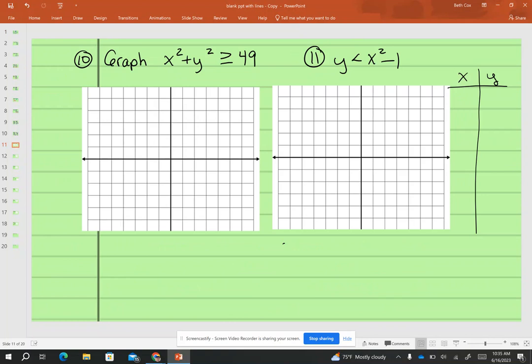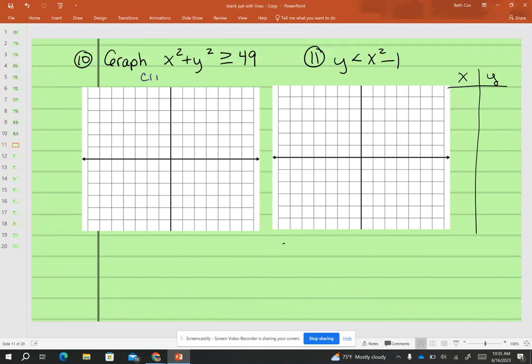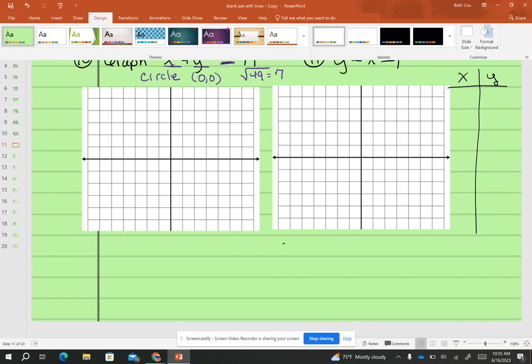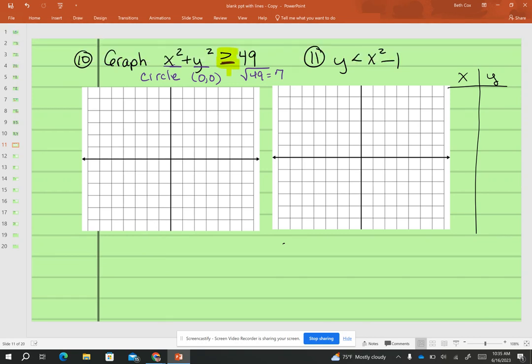This first one is a circle. So what you need to do for this first one is you need to know it's a circle. There are no numbers with your x and y, so it's a circle centered at 0, 0. You do the square root of 49, and that gives you 7. That is your radius. So we're going to have a circle with a radius of 7, and this is going to be a solid circle. We look at the symbol, and this is a solid circle with a radius of 7. So we're going to draw that.